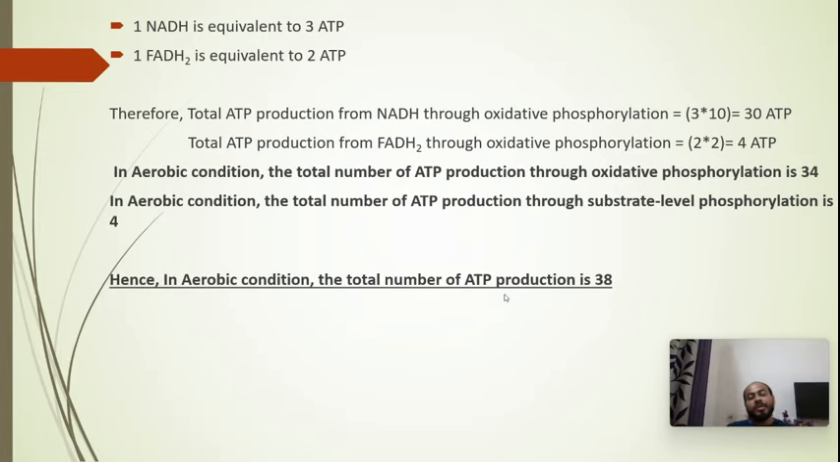Now we all know how 38 ATPs are produced during aerobic conditions as a result of oxidative metabolism, oxidative phosphorylation and substrate level phosphorylation. Fine. And during anaerobic condition, we all know there will be production of 2 ATPs. Hope this calculation will help all of you to understand what is happening and how these 38 ATPs are produced.